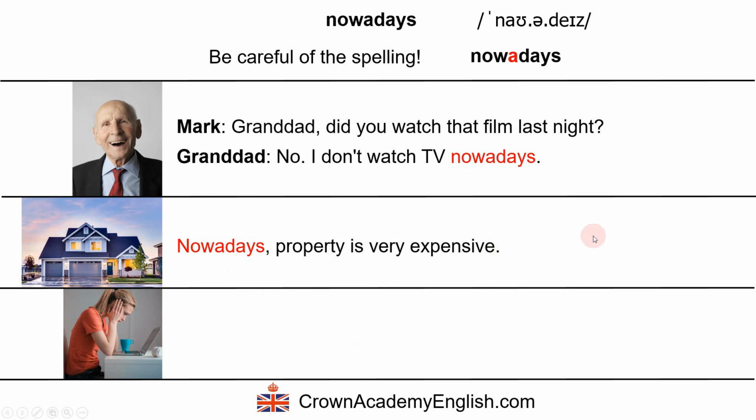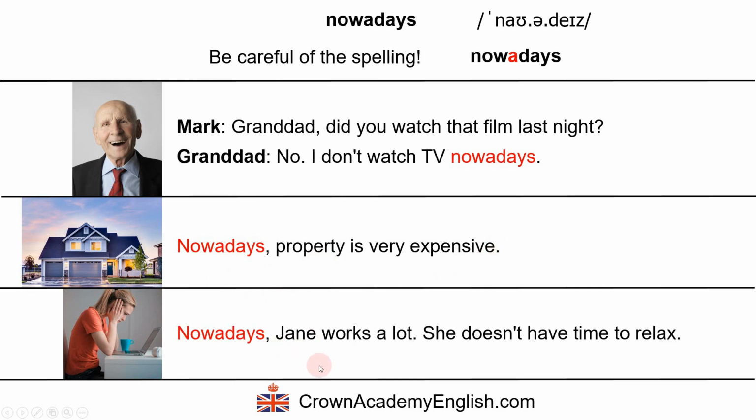And another example. Nowadays, Jane works a lot and she doesn't have time to relax. So this implies that perhaps Jane didn't used to work as much. So in the past, she used to work a little bit, but nowadays, Jane works a lot. Okay, she doesn't have time to relax.